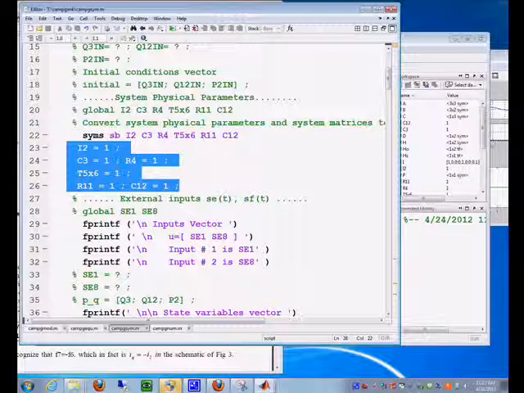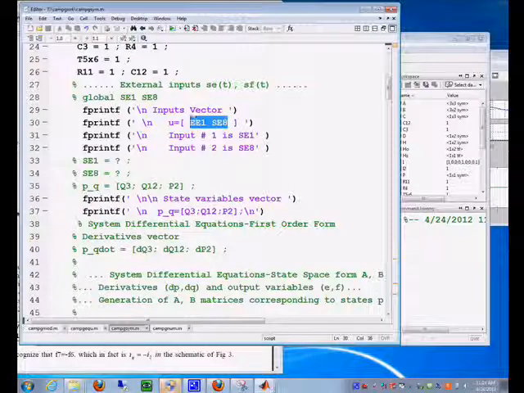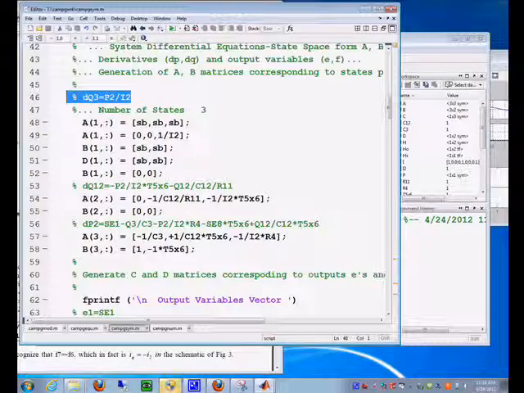So here it defines what the inputs are. Okay. It defines what the state variables are, and then we have the equations in here. That one, there's this one, and there's this one.